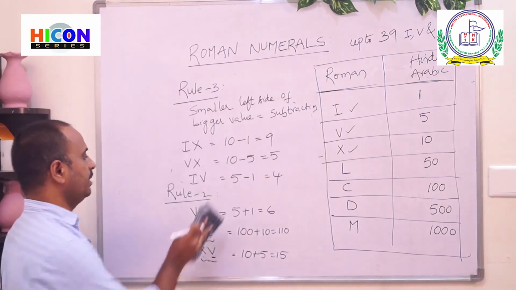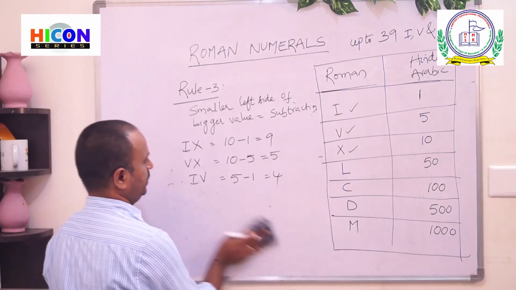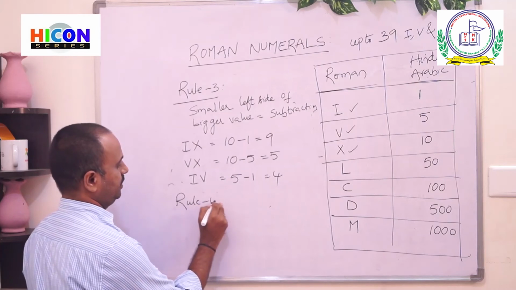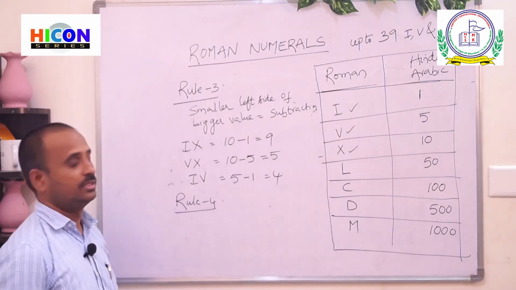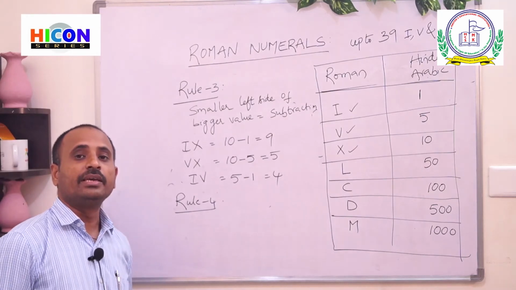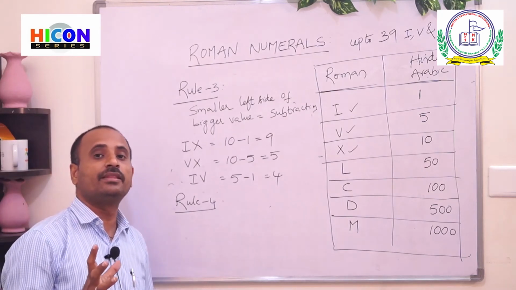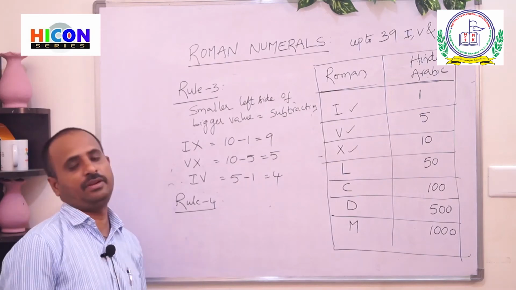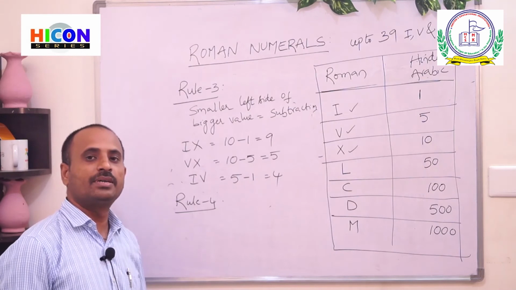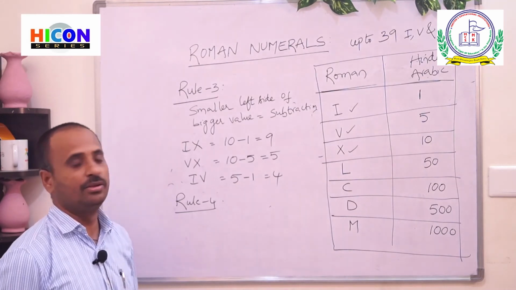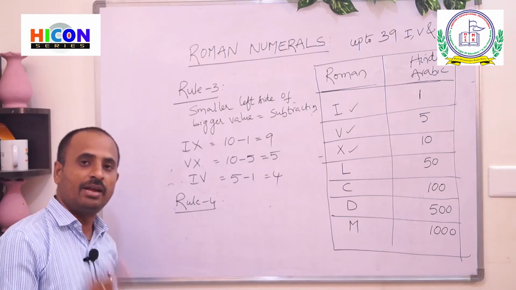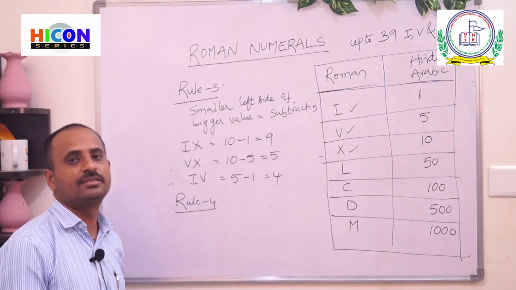Next, rule number 4. So what is rule number 4? Children, listen carefully. If a value is placed in between the numbers having its greater value, then we have to subtract it from the value present on the right side.